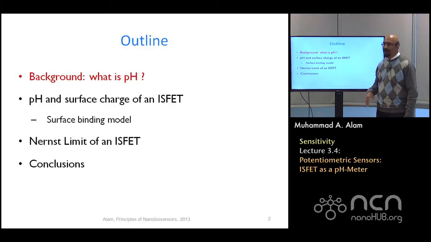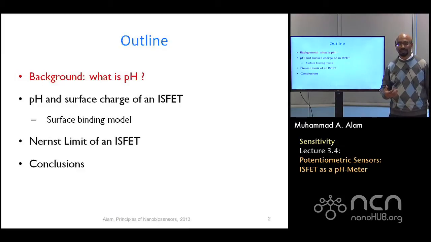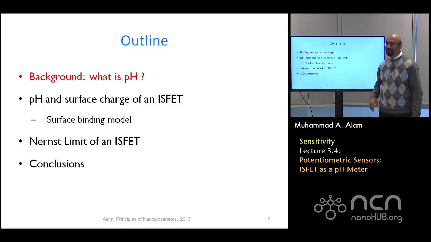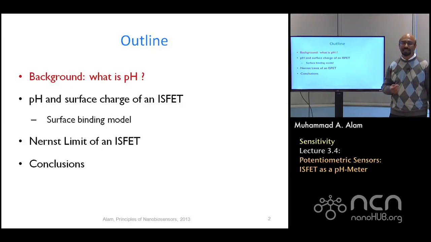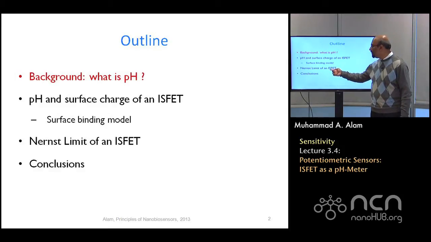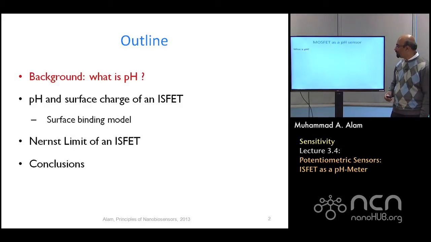And what we'll find through this analysis is that there is a fundamental limit for these sensors. And these sensors are called ion-sensitive field effect transistors because they are sensitive to protons. And pH is the potential of hydrogen, which is the potential of the proton. So, hence the name ion-sensitive field effect transistor. And after we discuss the fundamental limit, we'll conclude.